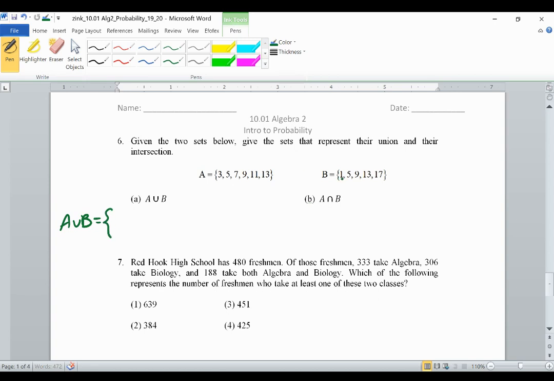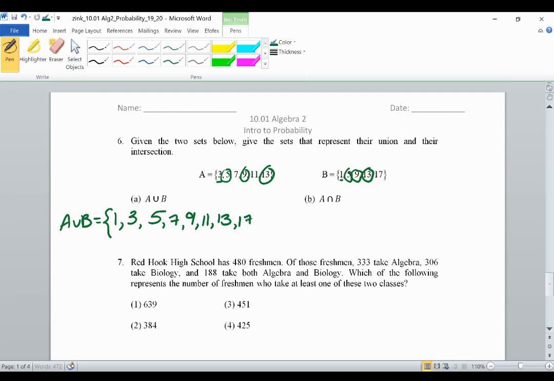All right, so for union, that means anything that's in A or B. So I'm starting with a 1 over here. Then the next number I see is 3. Then they both have a 5. Then I see a 7. Then a 9 in both of them. And then an 11 in A. I see a 13 in both of them. And then I see a 17 in B. So this includes every single number, only writing it out once if it's in A and in B. So A or B is the union.